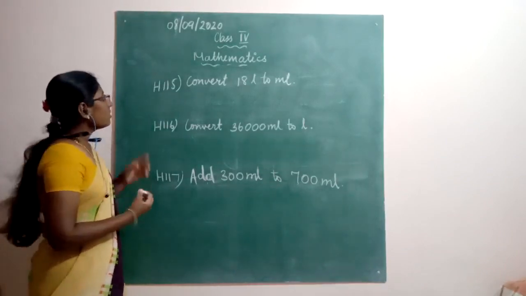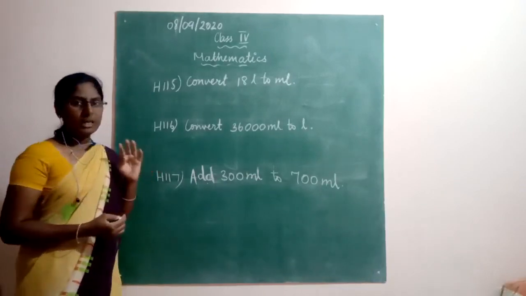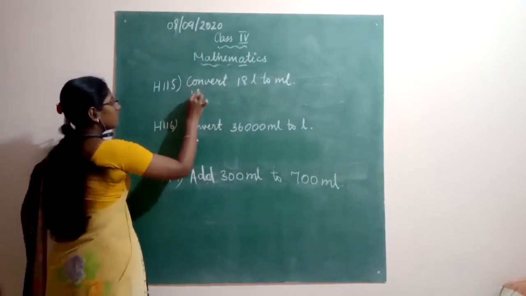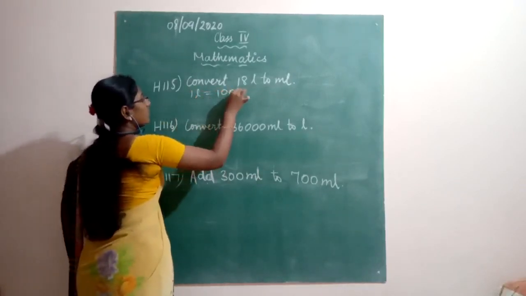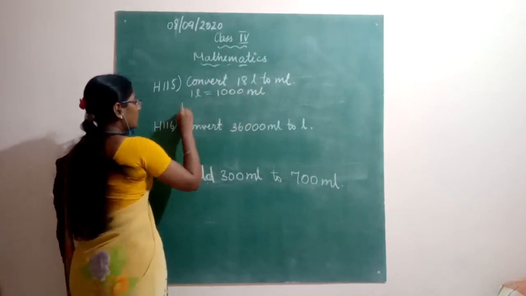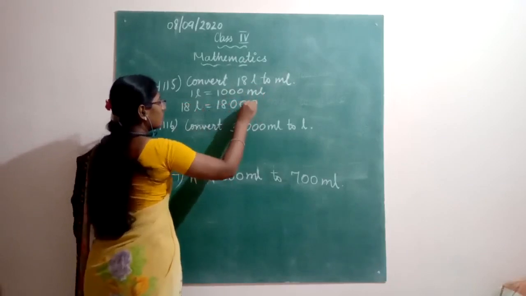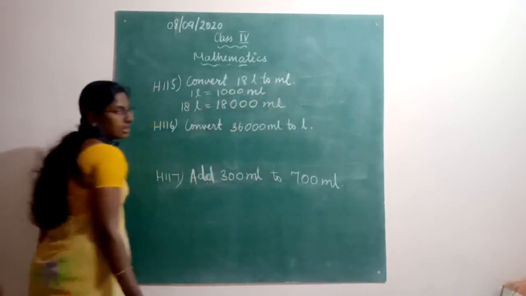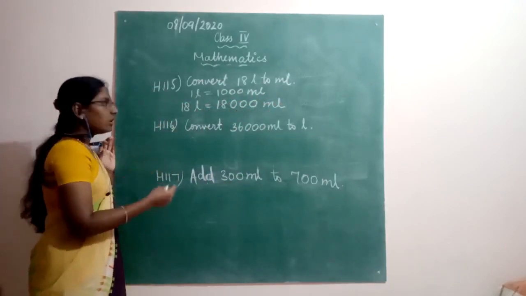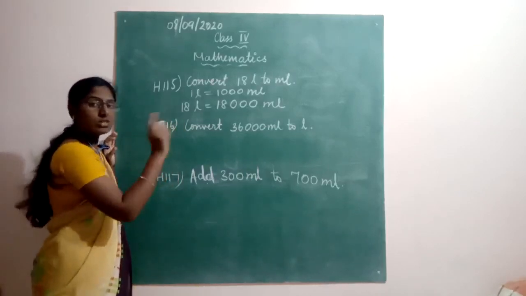Okay, so look here, convert 18 liters to milliliters. We know 1 liter is equal to 1000 milliliters. So 18 liters is equal to 18,000 milliliters. Is it clear? 1 liter is 1000 milliliters, so 18 liters is 18,000 milliliters.